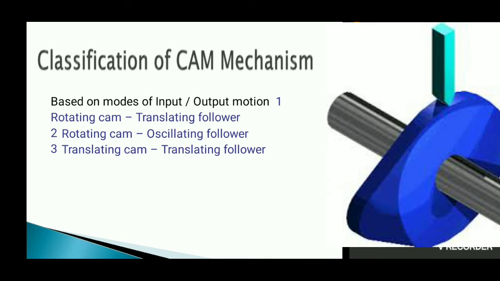For that we'll see what the important things we require are. You can see the classification of cam mechanisms. There can be three types. One is this one, where a rotating cam is converted into a translating follower. When the cam rotates, the follower translates. Translation means just linear motion or reciprocation. The second type is where rotary motion is converted into oscillation, and the third is where translation is converted into translation.